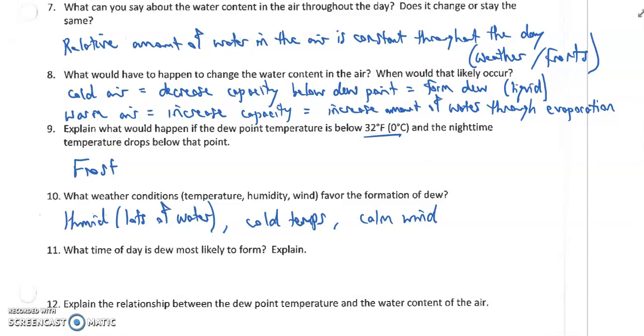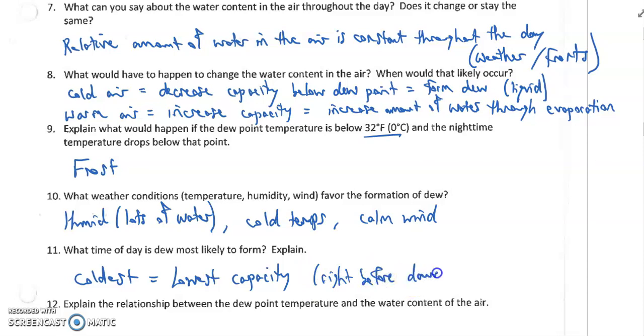It says, what time of day is dew most likely to form? Well, whenever it's coldest, because at the coldest part of the day, that's where I'm going to have my lowest capacity. And any excess water above that capacity is going to be deposited. So typically, this is right before dawn. That's when you would find the formation of dew to be greatest.